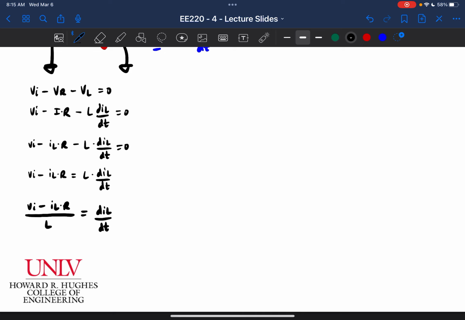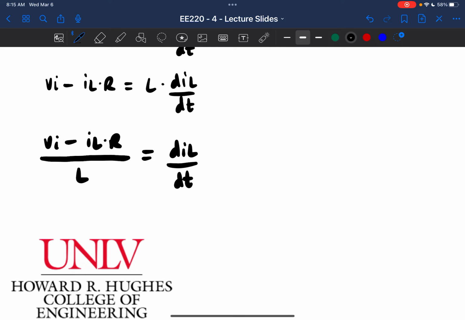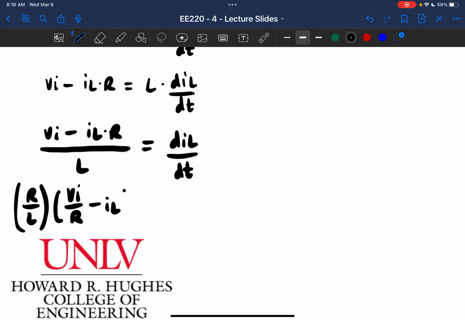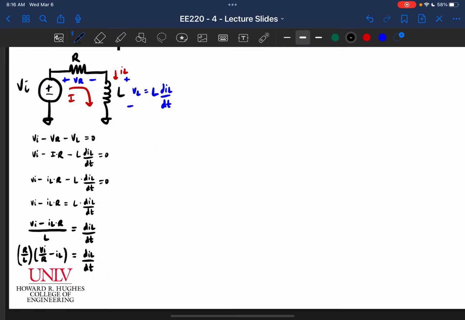And then what I'm going to do lastly is factor an R over L out of this left-hand side. That might seem pointless, but you'll see why I do that later on in the problem. I'm going to factor out an R over L, and then I'm left with a VI that I have to now divide by R, basically to cancel the R that I just factored out, minus IL. And that's going to be equal to dIL/dt, okay?